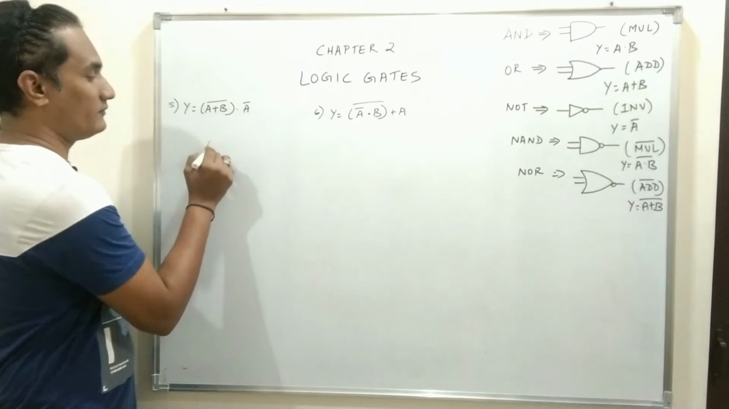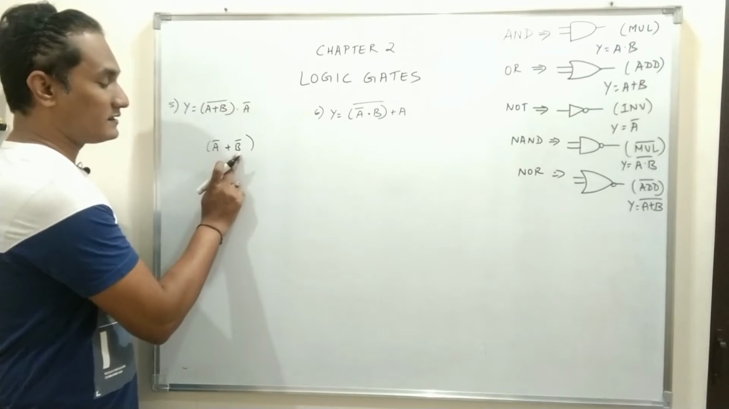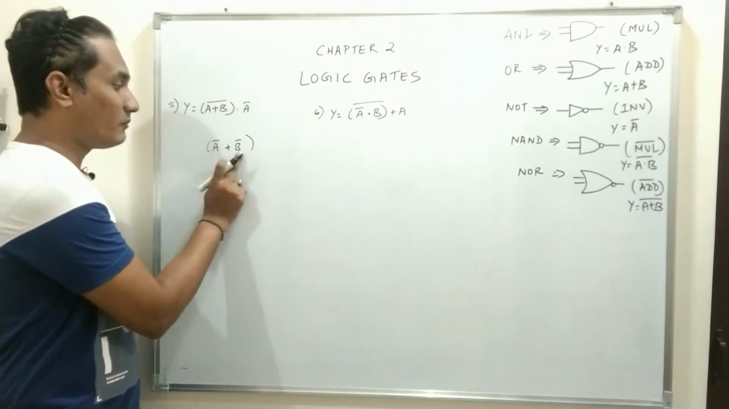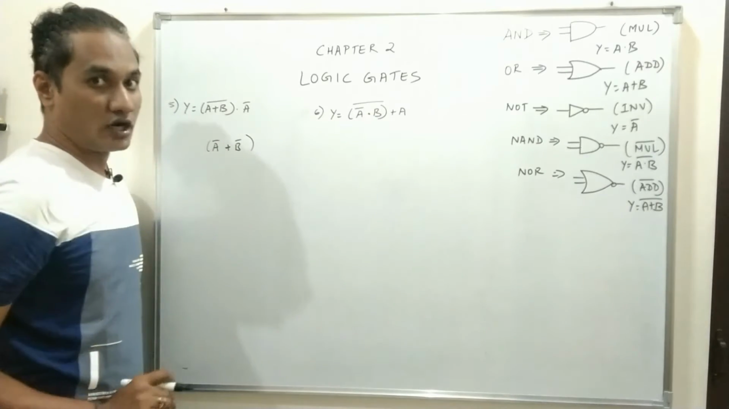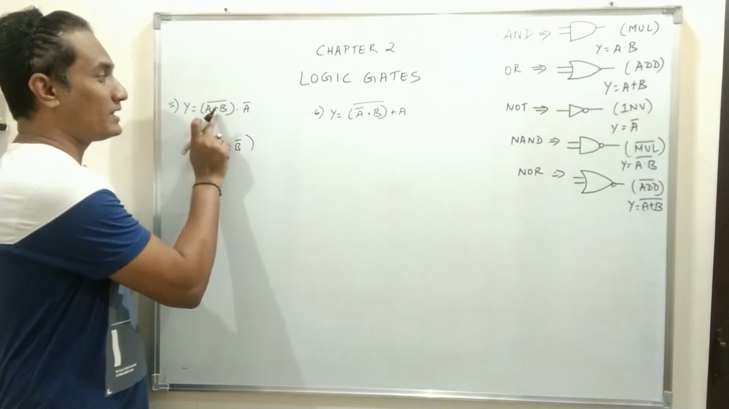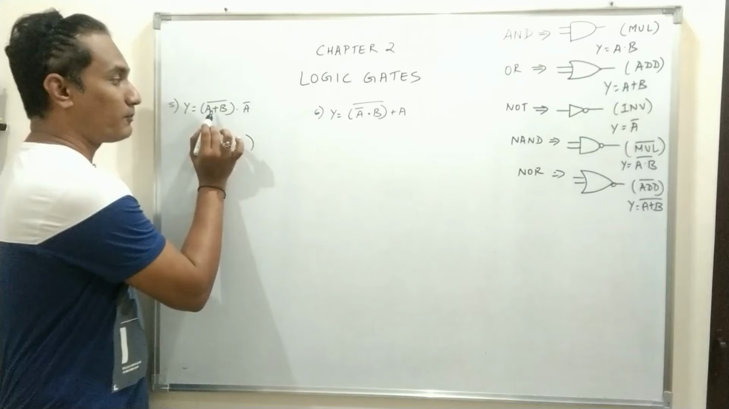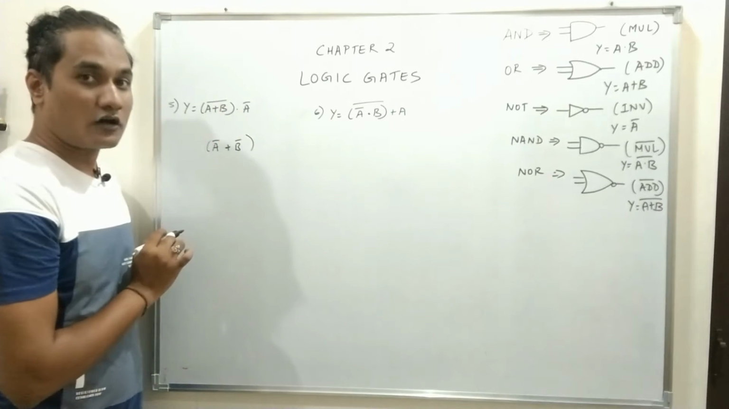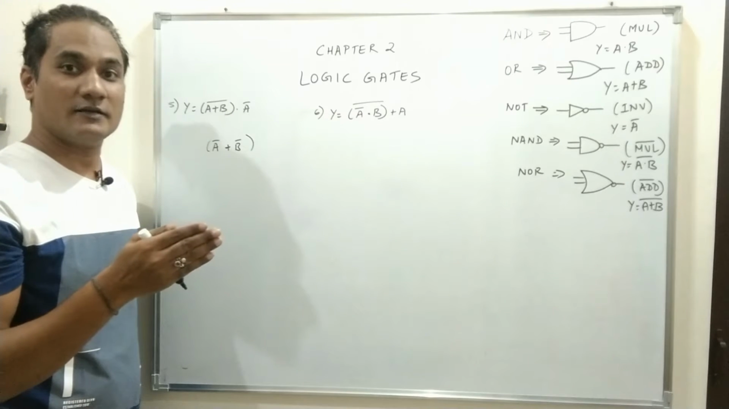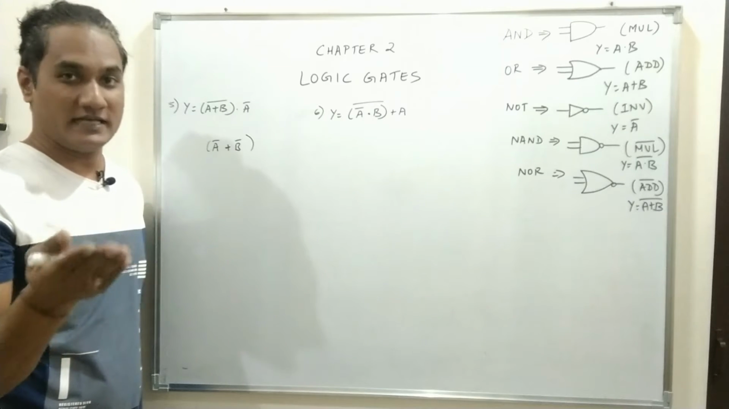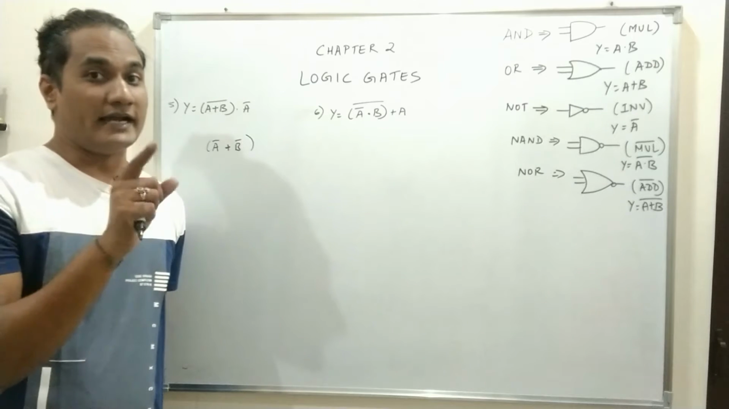See, it is different from a plus b bar. In this example, we have individual bar over the variables, so we use NOT gate. But in this case, we have a plus b, and this entire expression has been complemented. And what is plus? Plus means OR operation, and if OR is complemented, it becomes NOR.